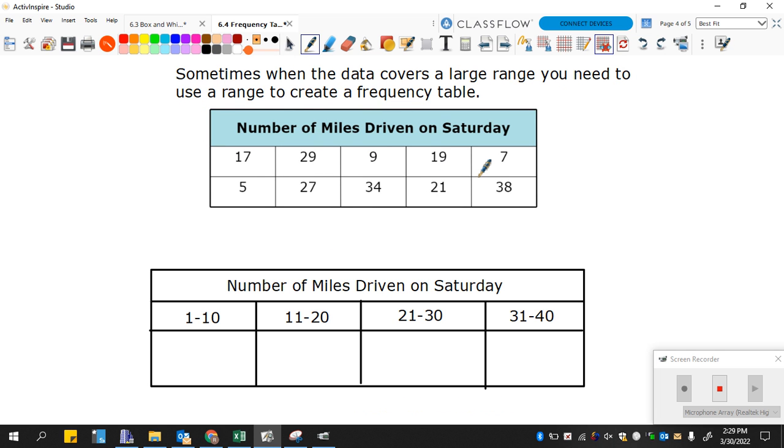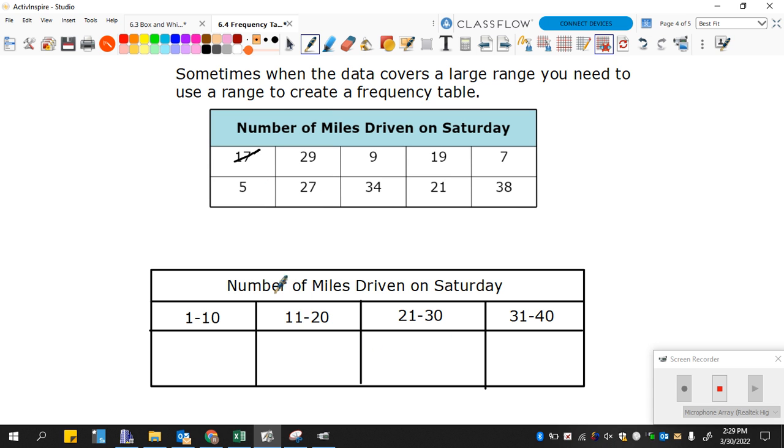Sometimes when we're collecting data, it covers a large range, and you need to use a range of numbers to create the frequency table. One example that we had here is the number of miles that you drive on a Saturday. Some people drive a lot of miles on Saturday, and some people don't. Okay, so we just go through here.